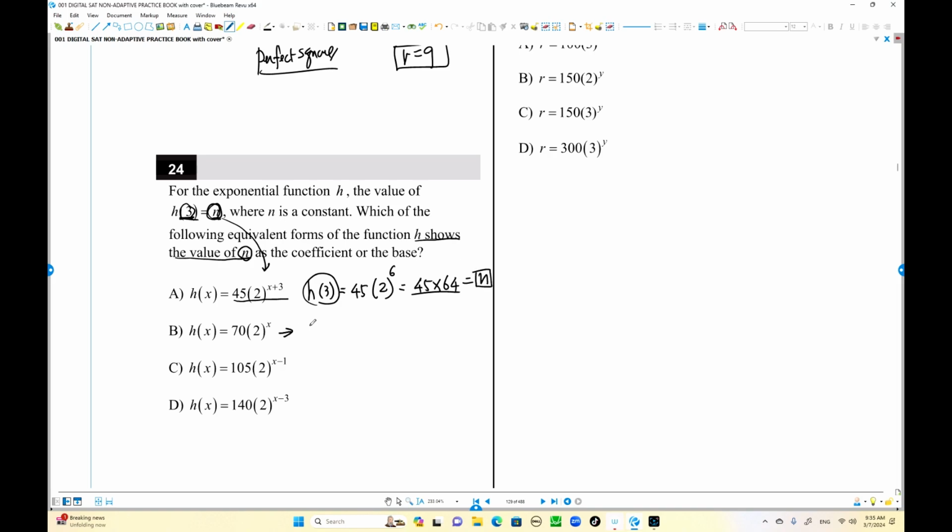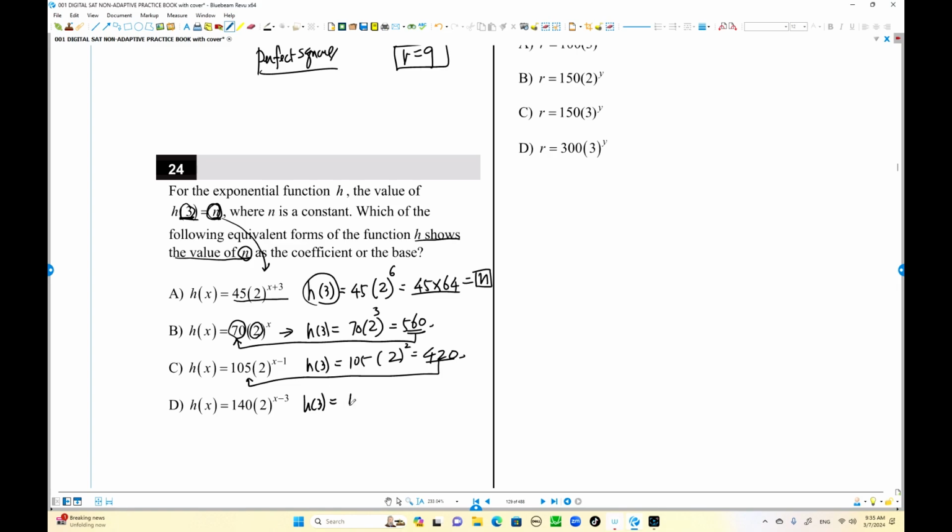Now check the next one over here. H of 3 equals 70 times 2 to the x equals 3. That is 8 times 70, 560. In this expression, can you see that 560? No. We have only two numbers, 70 and 2, right? Like their coefficient and base. Well, the next one, x equals 3. 105, 2 to the 3 minus 1 is 4. That is 420. Can you see that 420 in the equation? No, we cannot say that. We only have two numbers, 105 and 2.